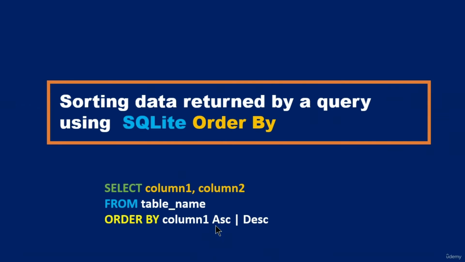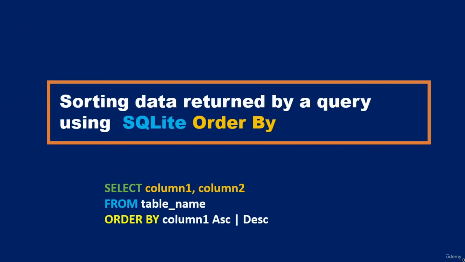If you don't specify when you're using the order by clause, for example, if you don't specify if you want the records to be sorted in ascending or descending order, if you don't use any of these keywords, SQLite will use ascending by default. So if you don't specify, it will sort the records by ascending. That is the default option unless you specify.